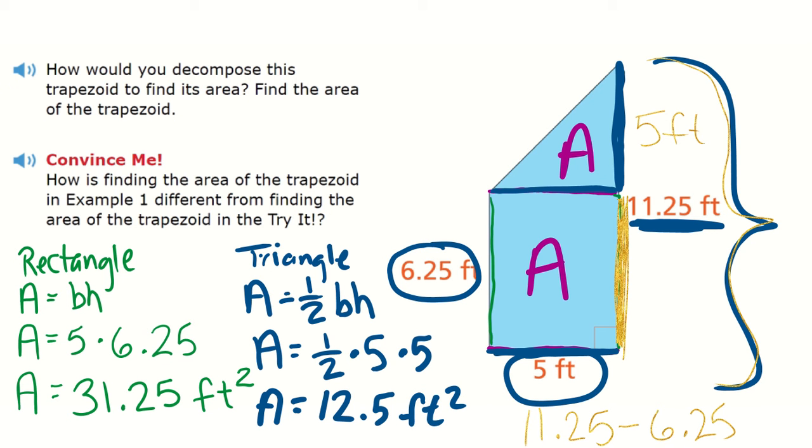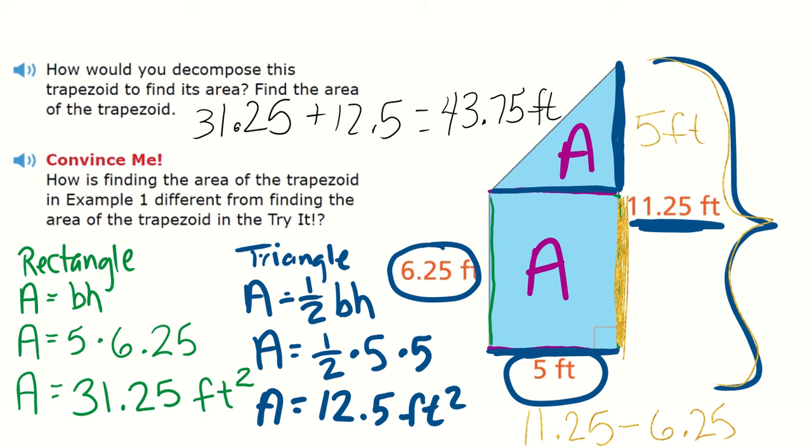But we are not done yet because we found the area of the triangle and the area of the rectangle, but we want the area of the whole shape. So in order to find the area of the whole shape, we have to add together those two areas. So I'm adding together 31 and 25 hundredths and 12 and 5 tenths. And make sure you're checking my math here for me, but I believe that is going to be 43 and 75 hundredths feet squared.